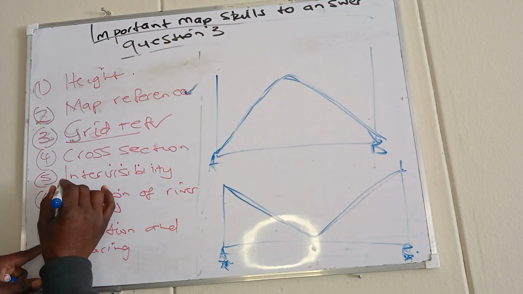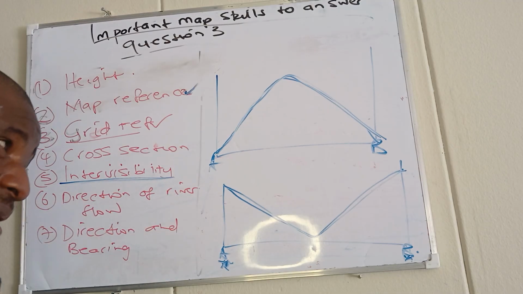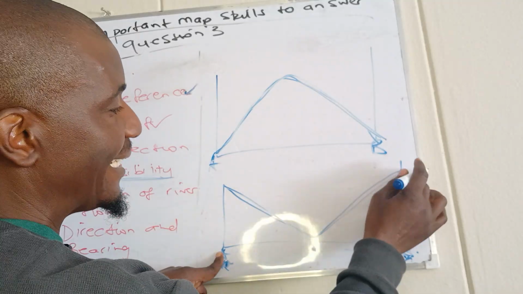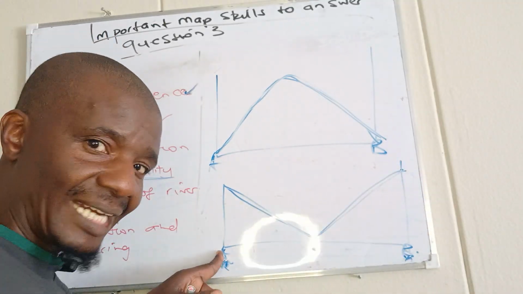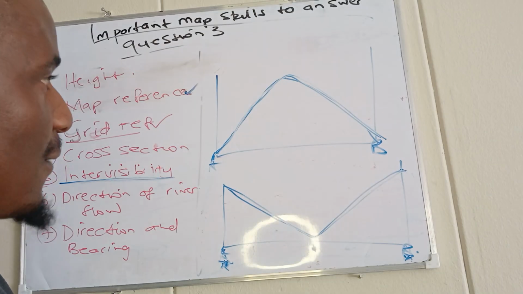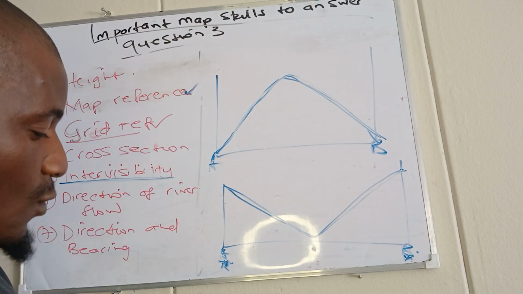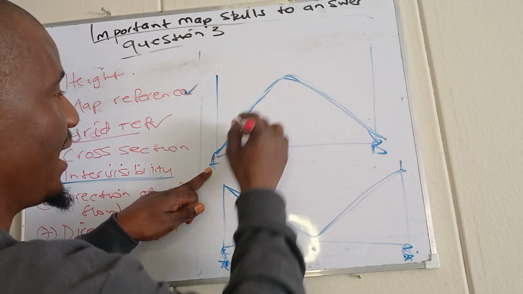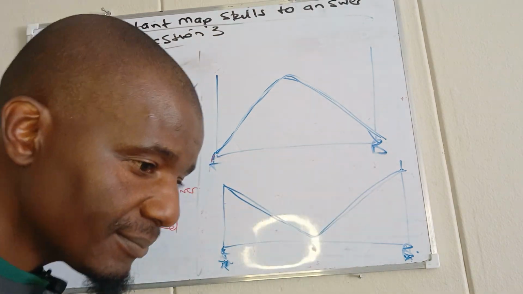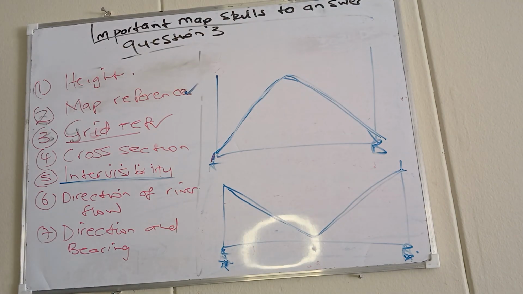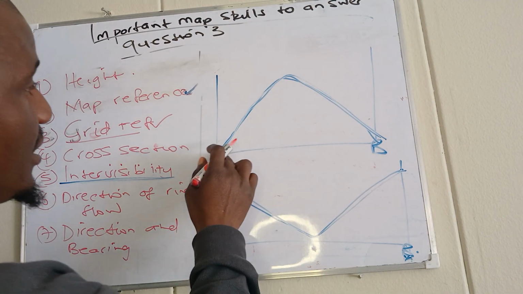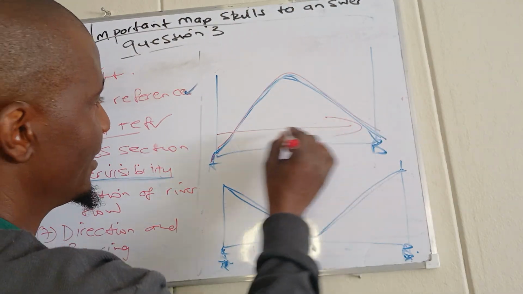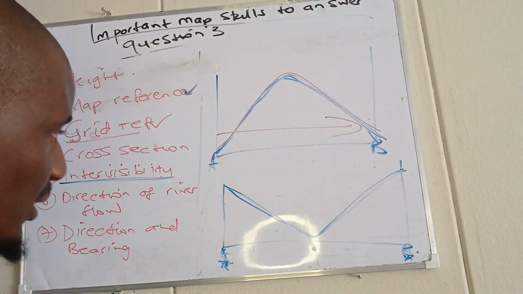So when we are talking about the next concept, that is intervisibility, we are now saying that when you are standing at A, are you able to see B clearly without any obstruction? That's what intervisibility is all about. So if I'm to take the first one into consideration, you cannot see B from A, which means what? There is no intervisibility. That's what it means. Okay, you cannot see B from A. Why? Because there's an obstruction here. You cannot see. Okay, there is an obstruction, so there is no intervisibility.